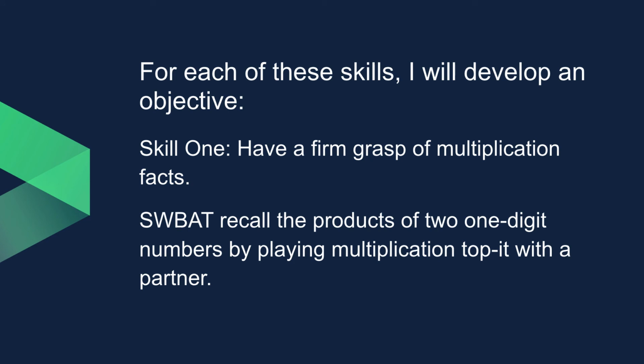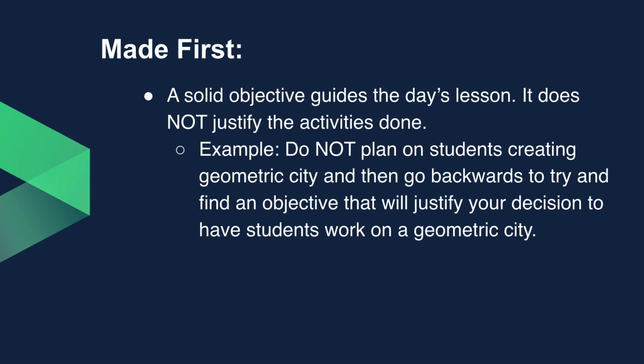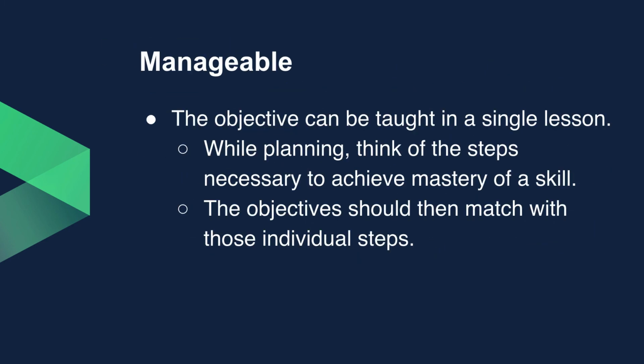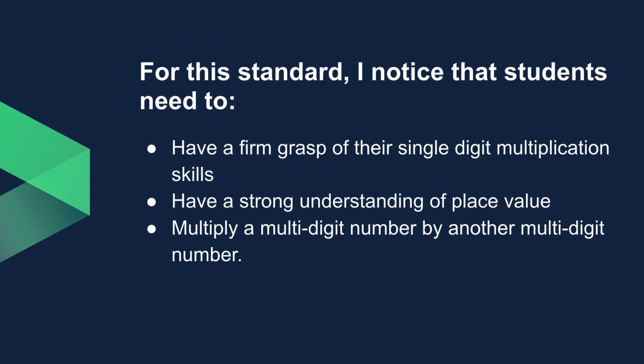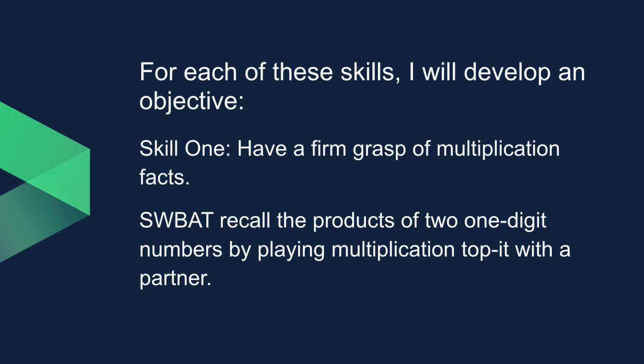So remember, if we go back to where it says we wanted manageable objectives, we're going to think of the steps that are necessary to achieve mastery of that standard. So that's where that came into play. I have the standard. In order to make that standard measurable, I thought of all the skills that they needed. So now I'm going to look at each skill individually, and I'm going to develop an objective that goes with it. So skill 1 says have a firm grasp of multiplication facts.